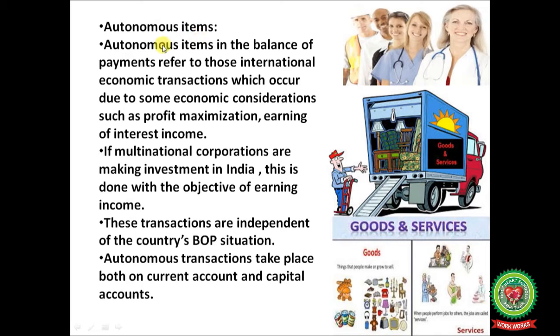Autonomous items. Autonomous items in the balance of payment refer to those international economic transactions which occur due to some economic considerations such as profit maximization, earning of interest income. If multinational corporations are making investment in India, this is done with the objective of earning income. So, these transactions are independent of the country's balance of payment situation. Autonomous transactions take place both on current account and capital accounts.